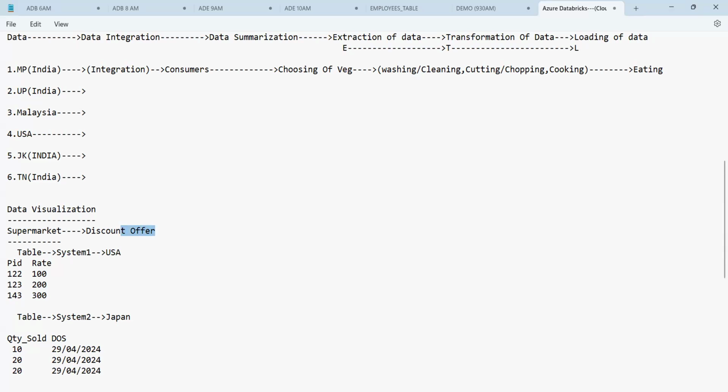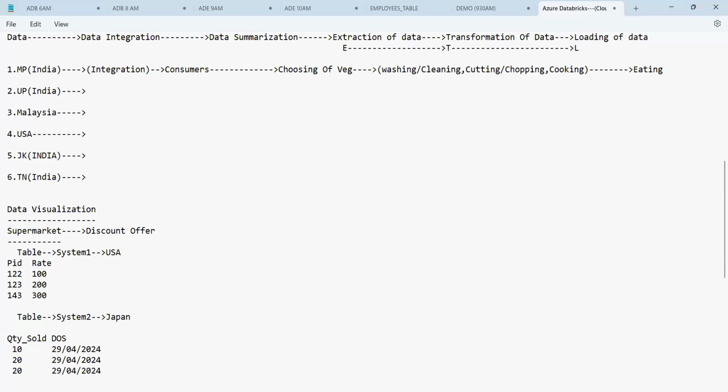For introducing this discount offer, they require to know the net sales amount for the day. So as a data engineer, what is your job? Your job starts here. First of all, you require to get the data under one roof. That means you have to get the table from system number one and the data from system number two under one roof.